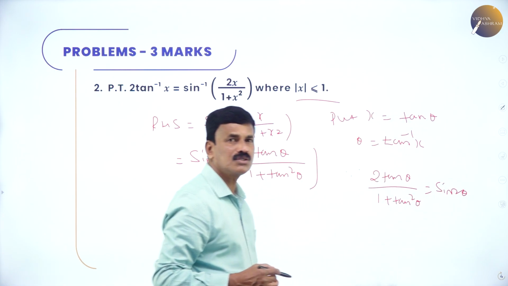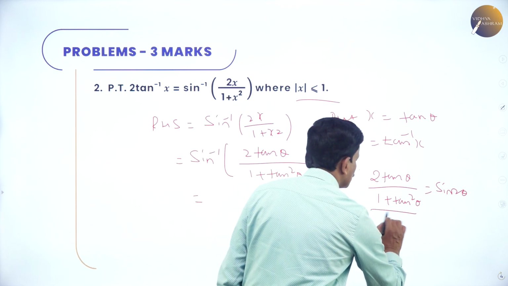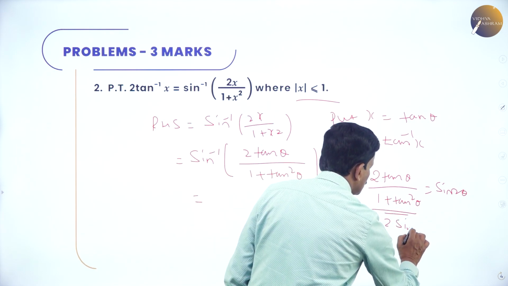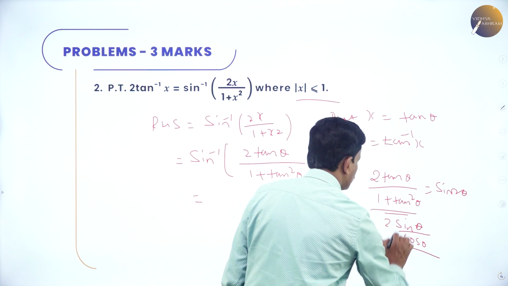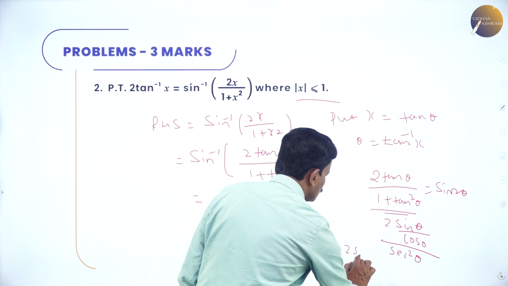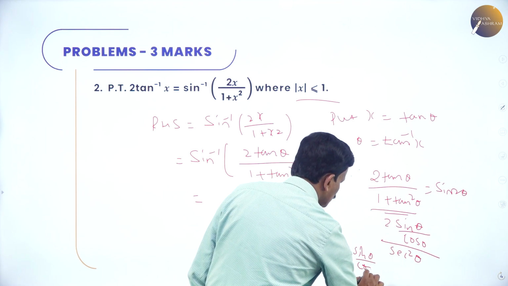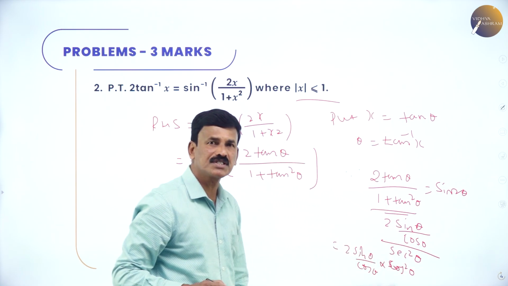Sine 2 theta is equal to 2 tan theta divided by 1 plus tan square. Otherwise, if you want, you can simplify like this. Tan theta can be written as sine by cos, so 2 sine theta by cos theta divided by 1 plus tan square, which is secant square theta. So we can also write 2 sine theta divided by cos theta into 1 by secant, which is cos square theta.